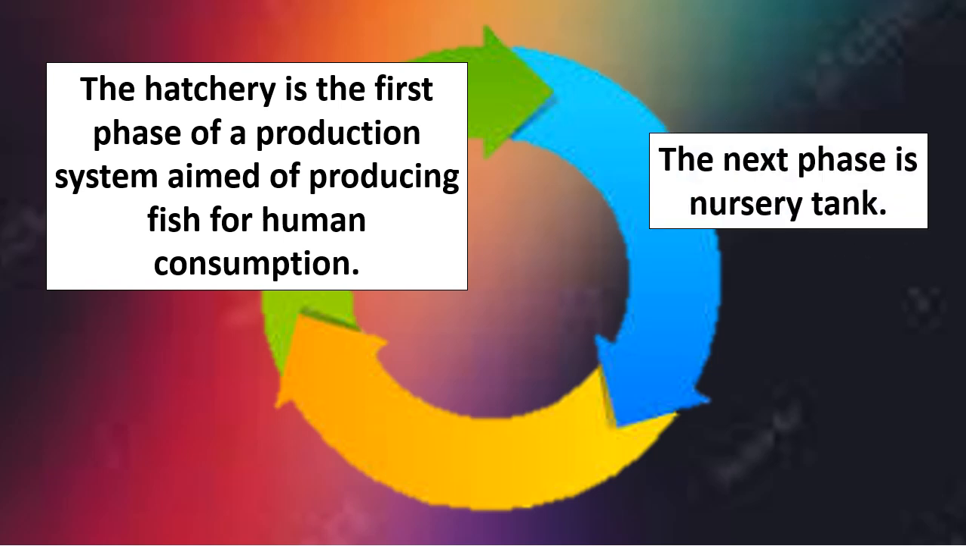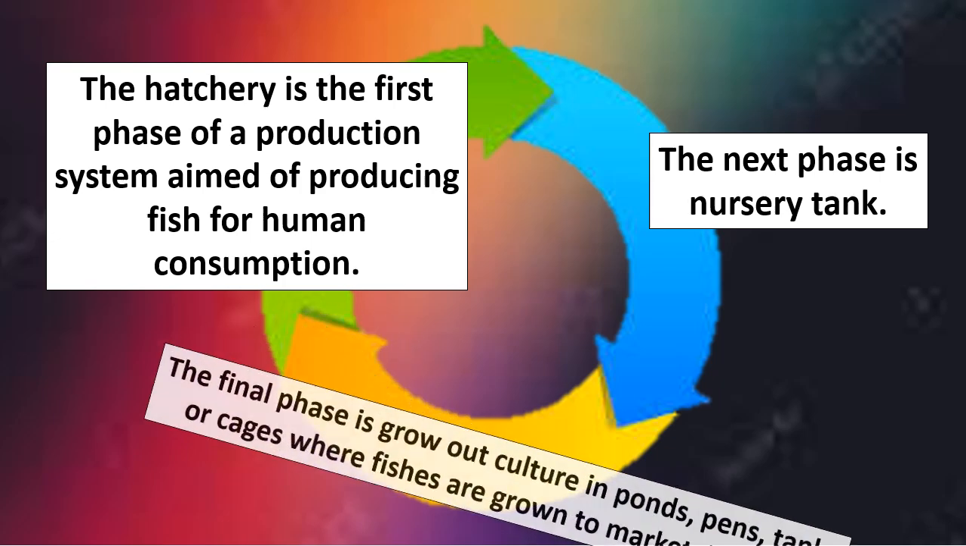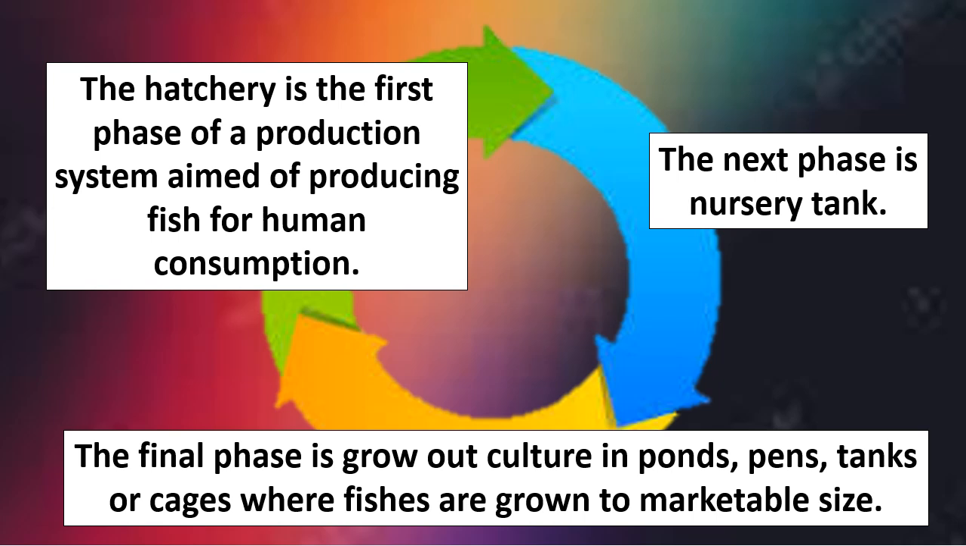The next phase is the nursery tank. This is the phase where the fingerlings are given careful feed formulation, and water quality condition, oxygen level, and temperature control are regularly monitored. The final phase is grow-out culture in ponds, pens, tanks, or cages where fishes are grown to marketable size.